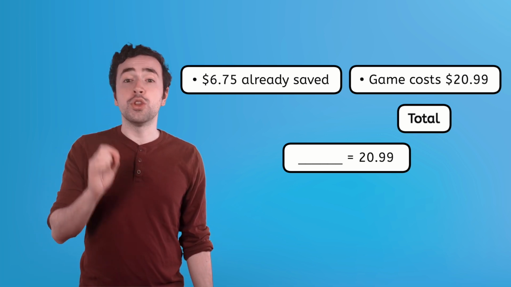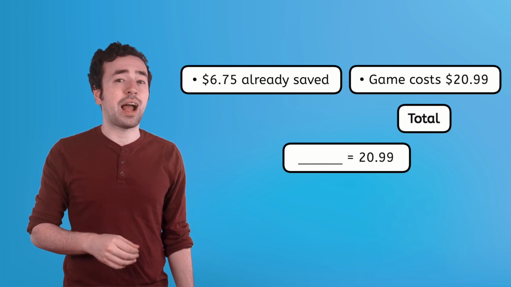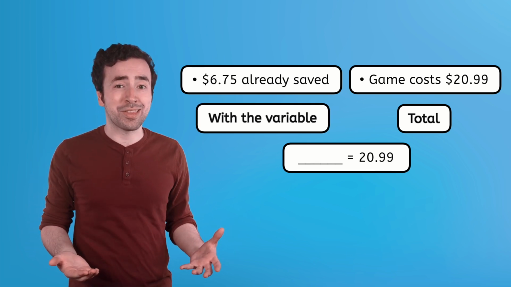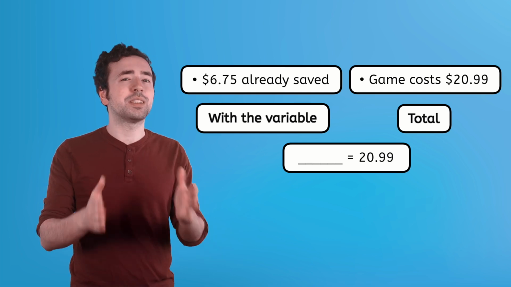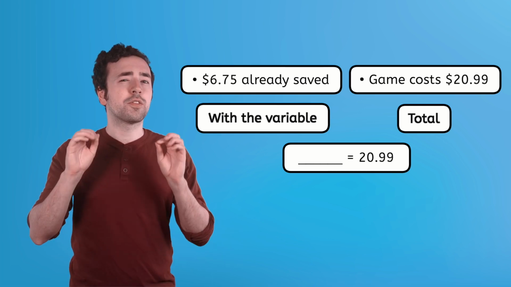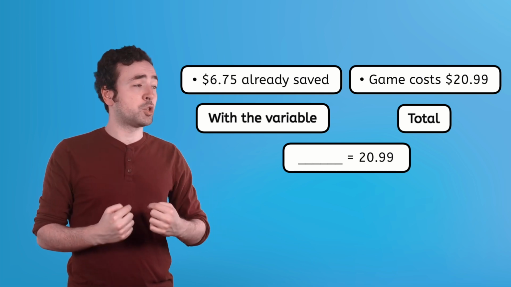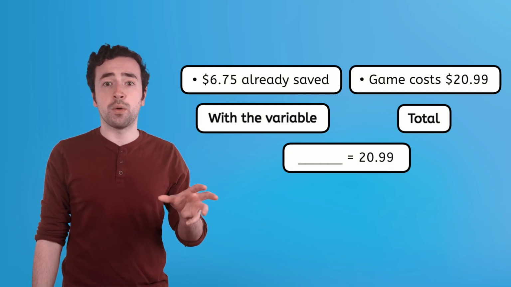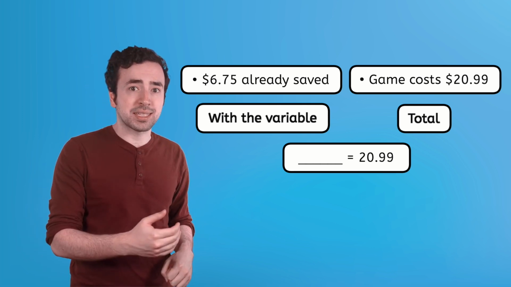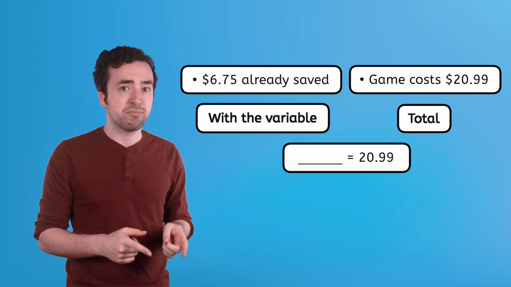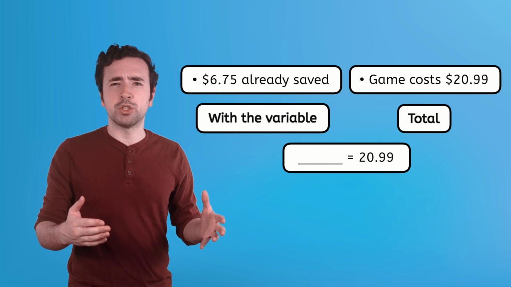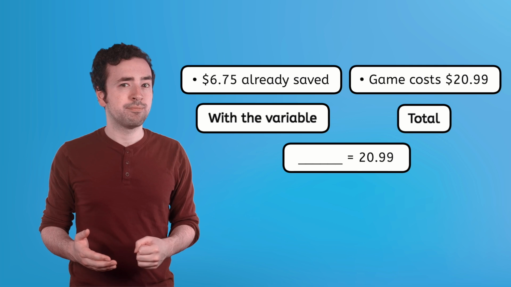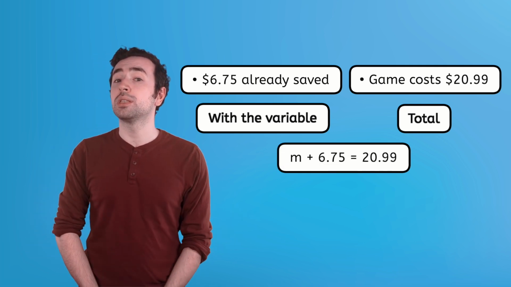Once we identify which known value is the total, we can figure out how the other known value is working with the variable. Are they being added together? Divided? This is when we think carefully about the situation and look for keywords to help us out. In my situation here, what operation is happening between the 6.75 that I already have and the m that I need to save in order to make $20.99? Well, am I putting two amounts together to make the total or taking one away from the other? I'm putting them together, so we'll use addition.